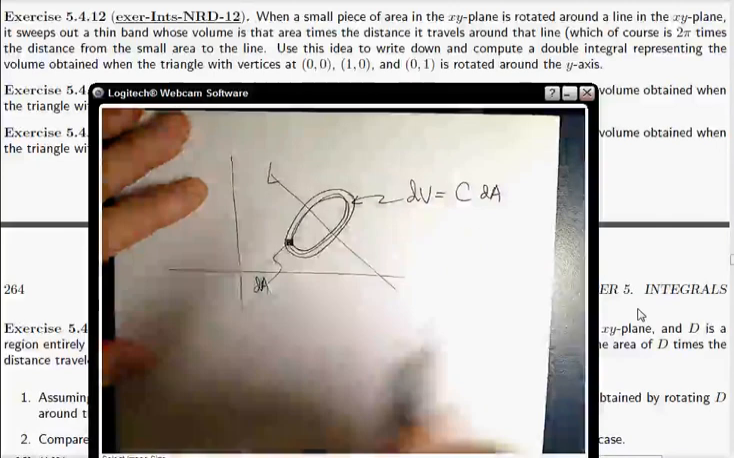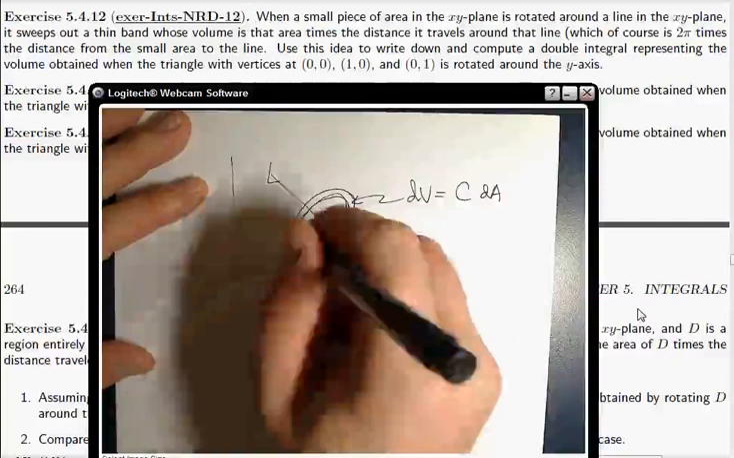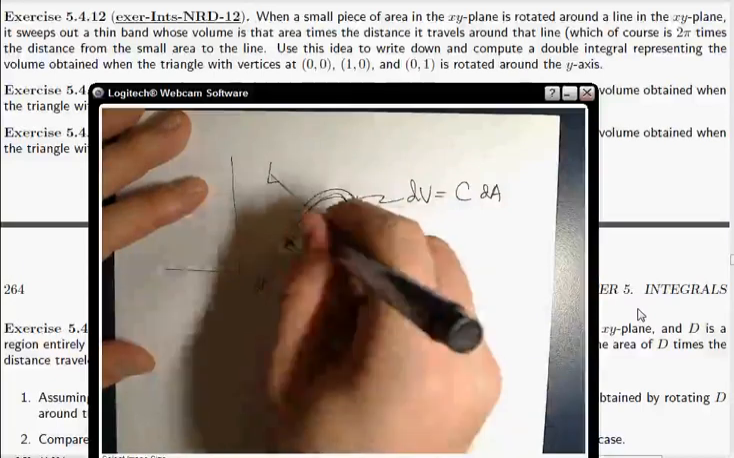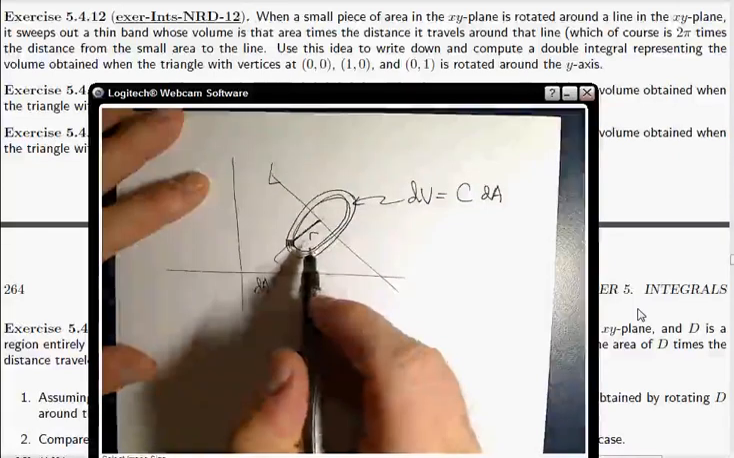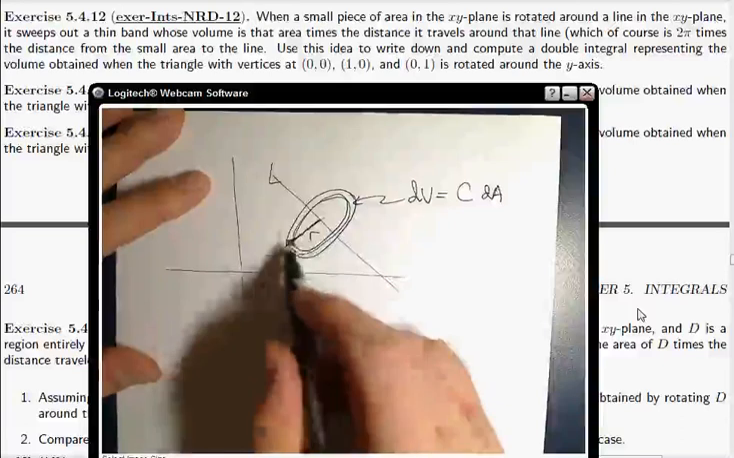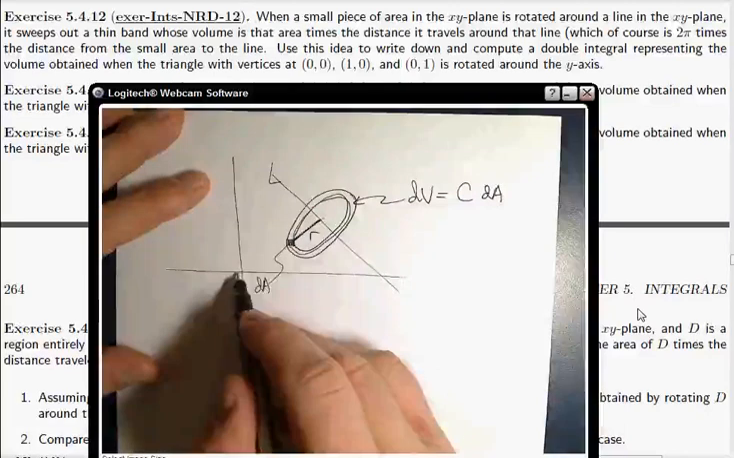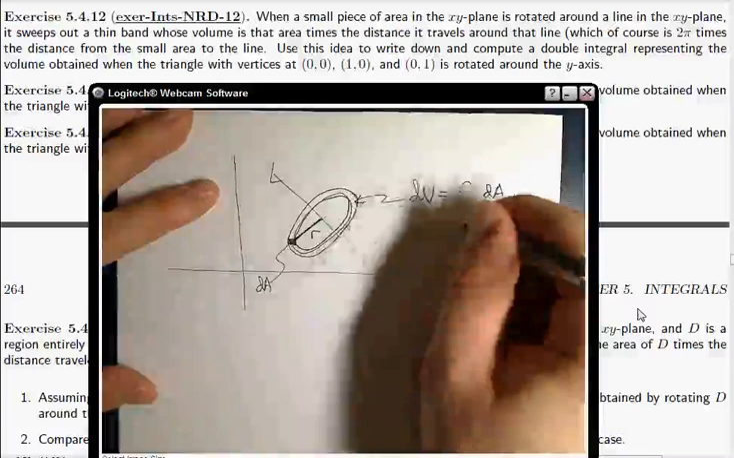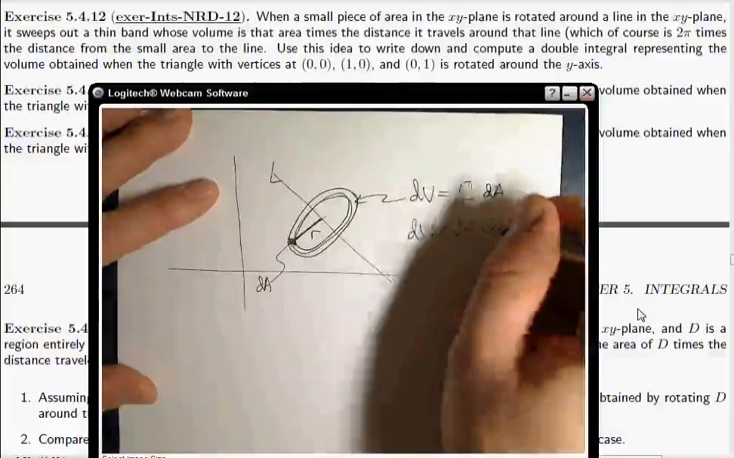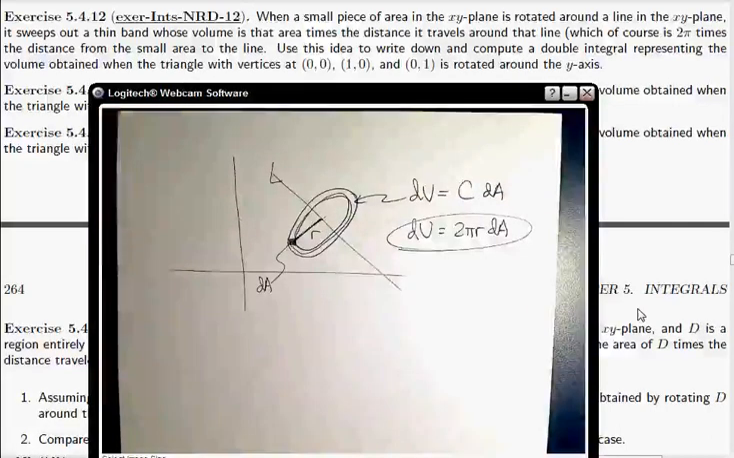And then, of course, you can compute the circumference, because the circumference is going to be 2 pi times that radius, whatever that distance is. I'm going to call that r. You have to be a little careful, because if I call it r, that means it's the radius of that little circle. It's not the polar coordinate r, which is the distance to the origin. So otherwise, dV is just 2 pi r dA. So this is the idea being suggested with the first sentence of this problem.